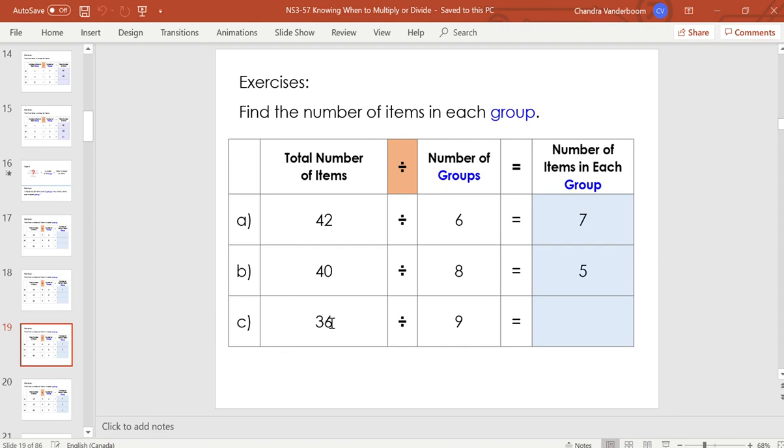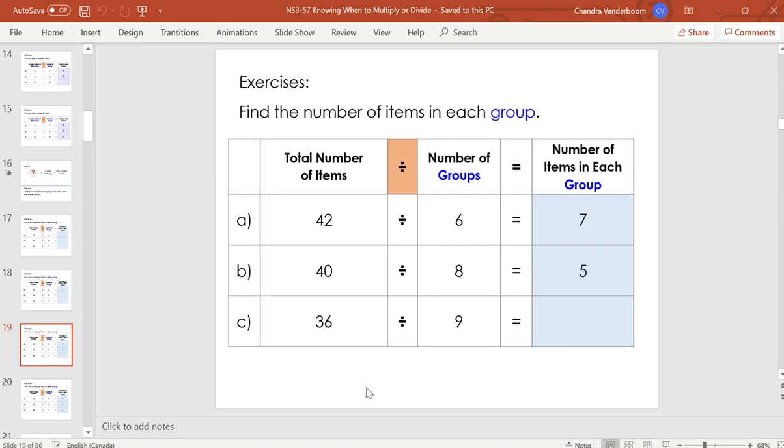And our last one on this page, we know we have 36 altogether, and we know we have 9 groups. We just don't know how many are in each group. So again, we can draw 36 dots or 36 lines and circle into 9 groups and see how many is in each group. Or we can skip count by 9s to see how many fingers it takes to get up to 36. Let's try that. Get your hand ready. We will skip count by 9s up to 36.